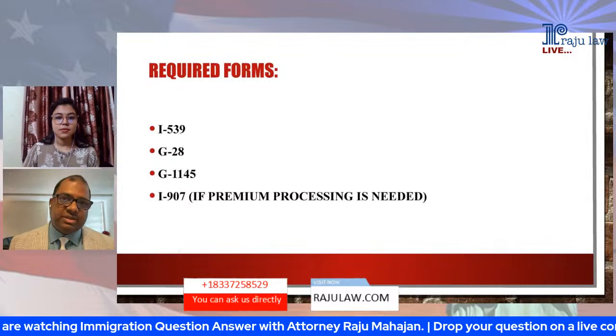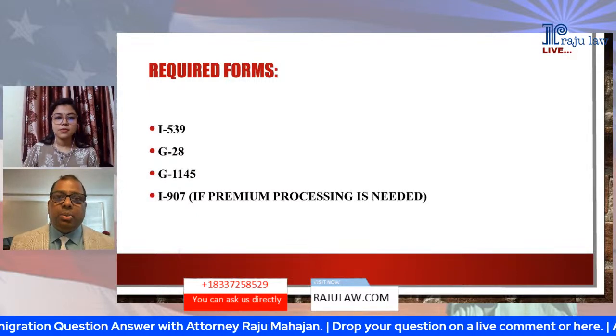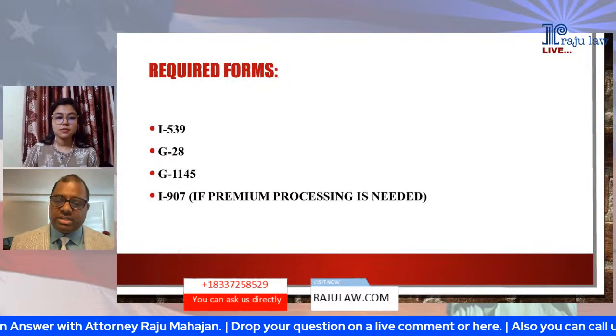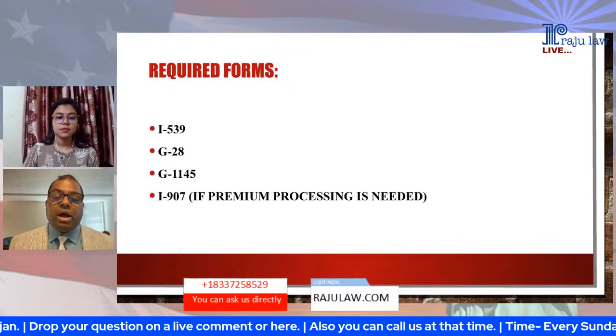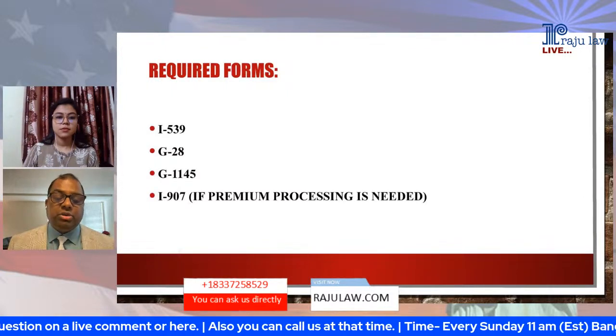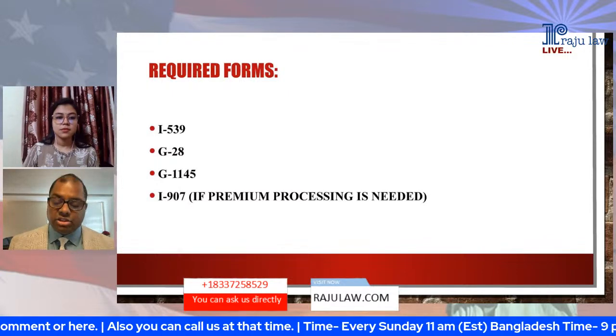However, it's a little expensive. You have to pay an additional $1,750. I understand it's a lot of money, but at the same time, it's really beneficial. So if you apply under premium processing, you have to submit the form I-907.